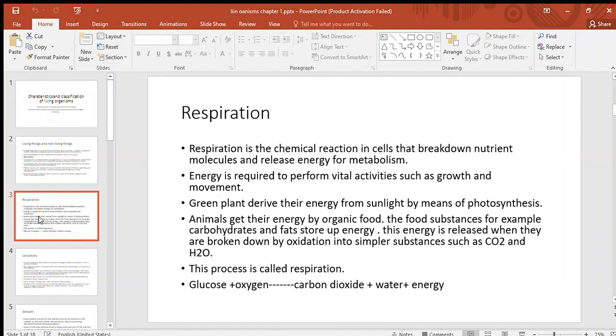Food substances such as carbohydrates and fats store up energy. This energy is released when they are broken down by oxidation into simpler substances such as carbon dioxide and water. This process is called respiration. You can see the word equation: glucose plus oxygen, and the end products are carbon dioxide plus water plus the release of energy.